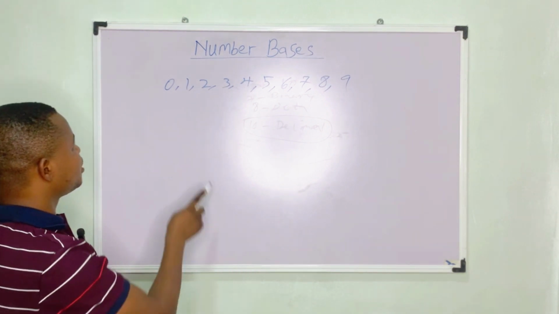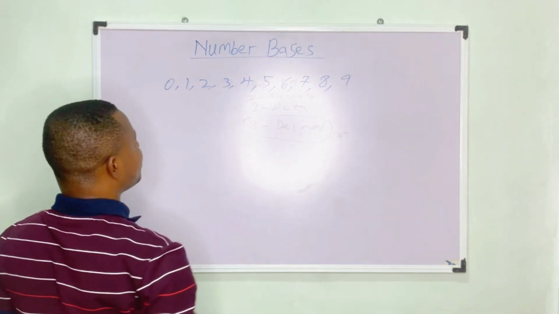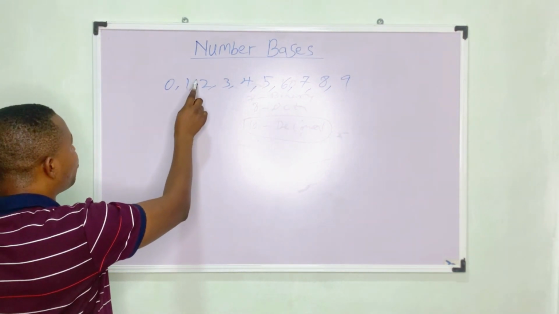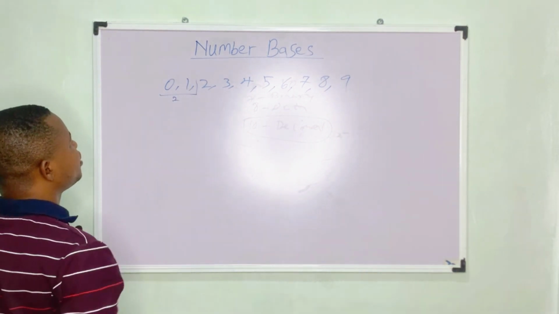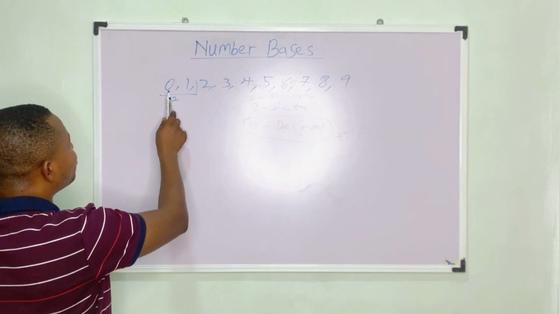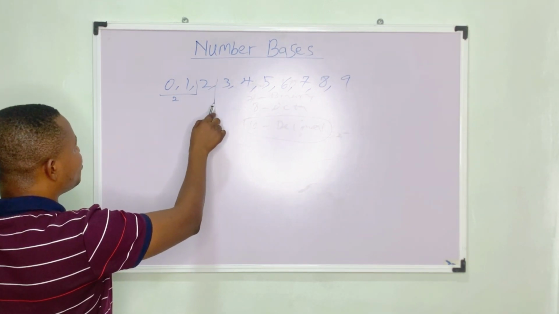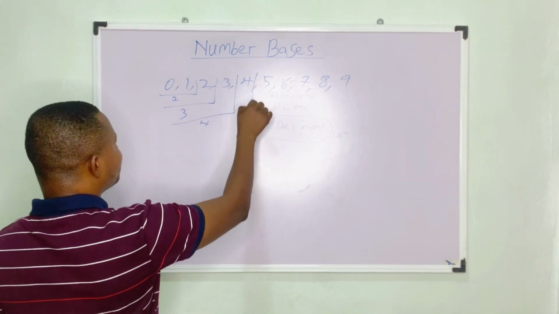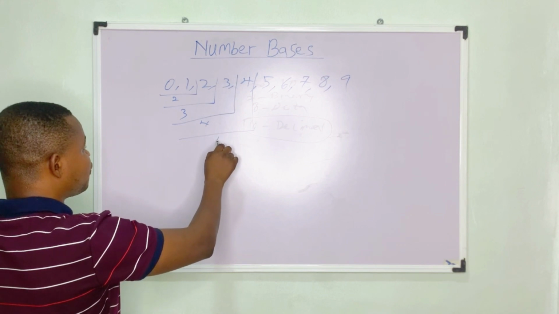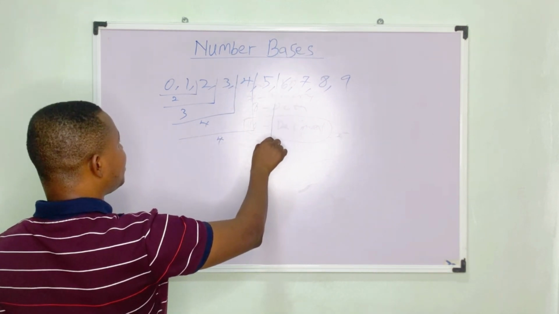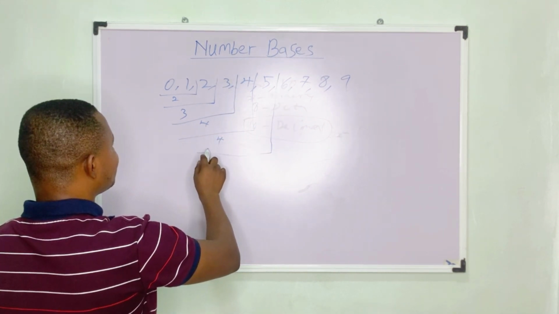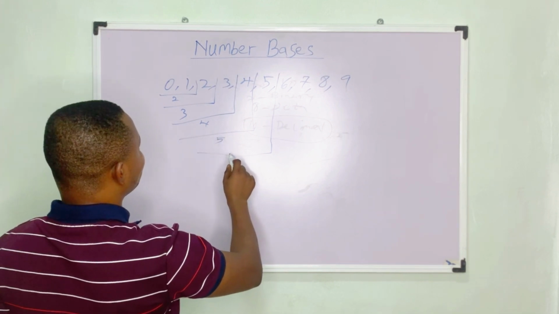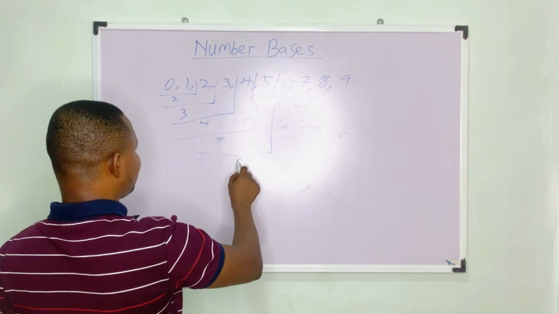Our arithmetic digits range from 0 to 9. Now, in the base 2 number system, we have only 0 and 1. This is base 2. In base 3, we have from 0 to 2. This is base 3. Base 4, we have all of this. Base 5, the highest number is 4. The highest number in base 6 is 5.